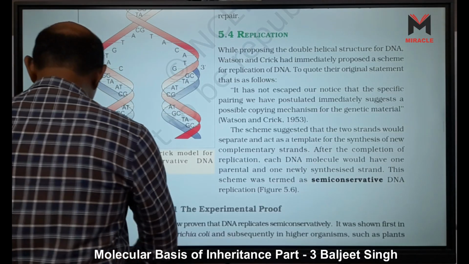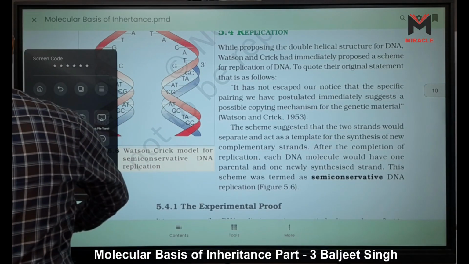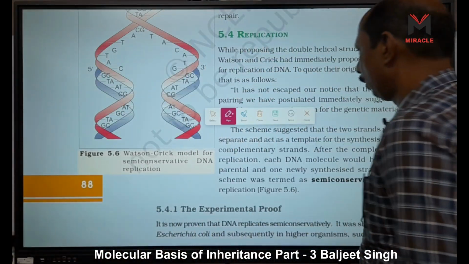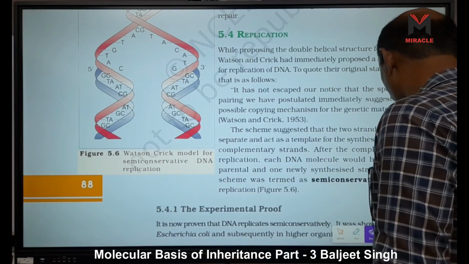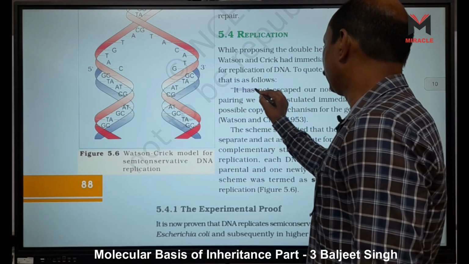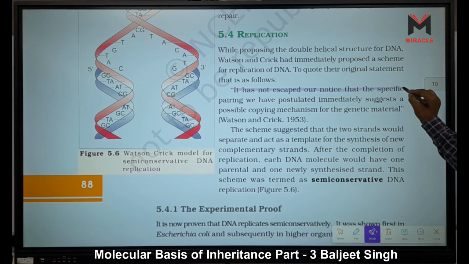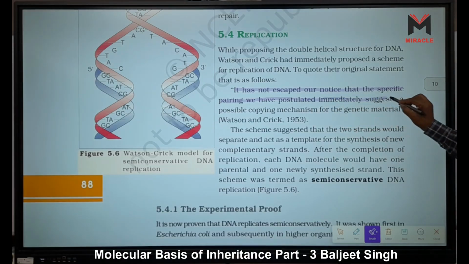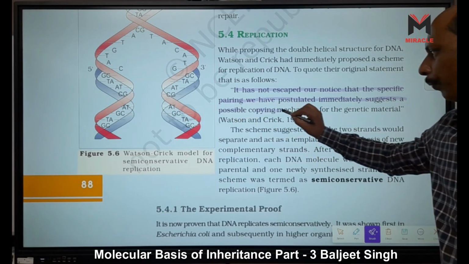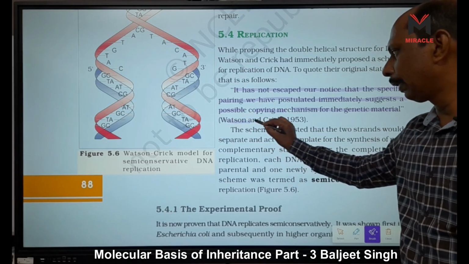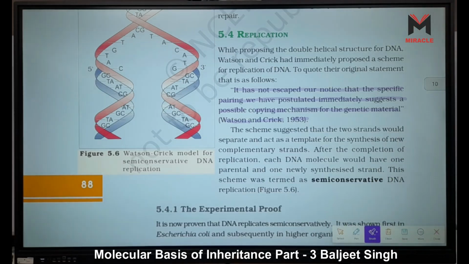It is the same statement which is given by Watson and Crick in their own words, right? We cannot change anything here. "It has not escaped our notice that the specific pairing we have postulated immediately suggests a possible copying mechanism for the genetic material." Watson and Crick, 1953. This is the direct statement said by Watson and Crick.